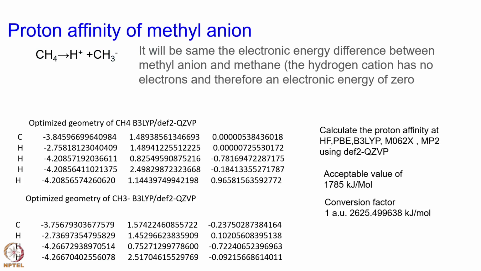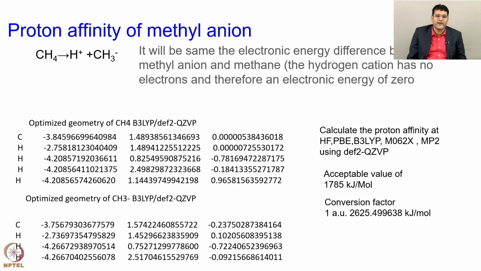So, this week's class we have discussed a lot of theory. So, let us now go back to doing our practical calculation. One of the first calculations we will do this week is the proton affinity of methyl anion. Because the proton does not have any electron, it will be the same as the electronic energy difference between the methyl anion and methane, and of course, we still do not know how to do geometry optimization.